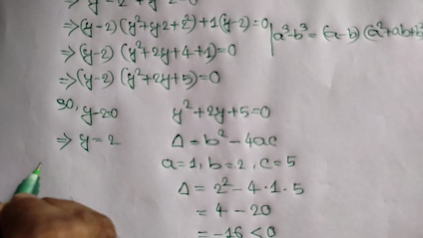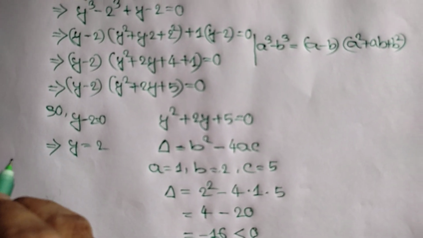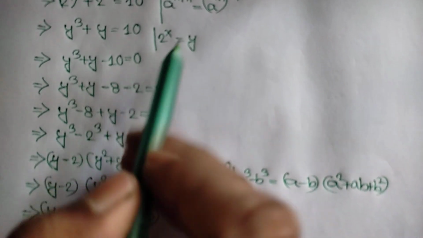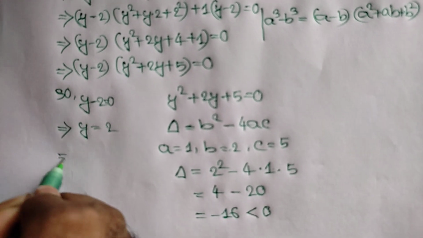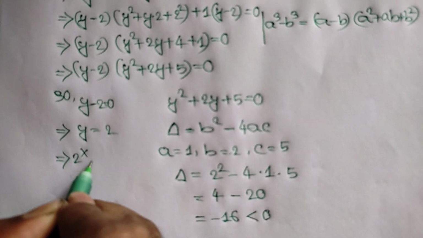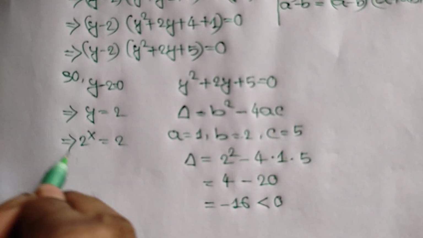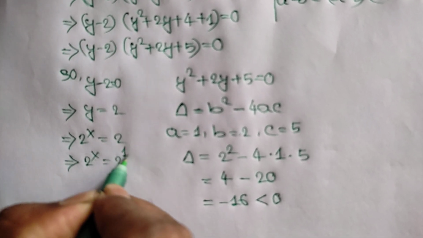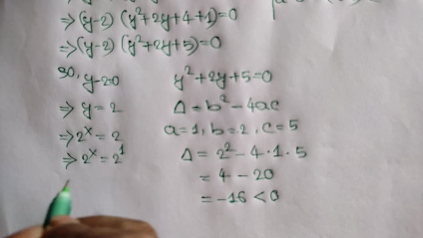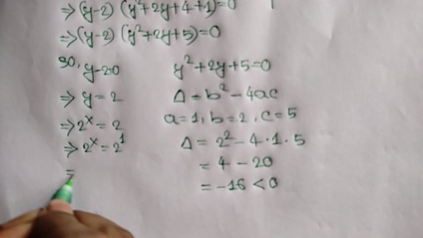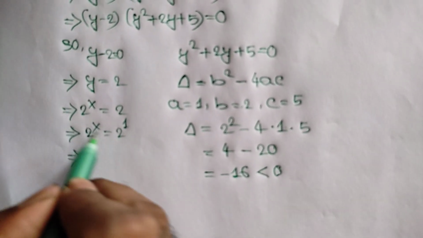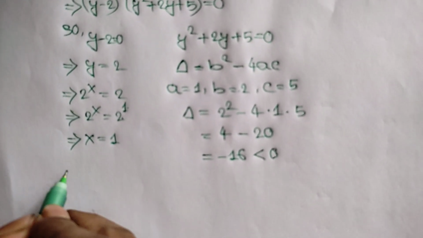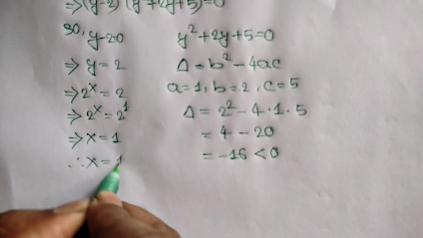So y is equal to 2. But remember the substituted value: 2 to the power x is equal to y. So we can write 2 to the power x is equal to 2, or 2 to the power x is equal to 2 to the power 1, because 2 to the power 1 is the same as 2. They have the same base but different powers, so we can write x is equal to 1. So finally the value of x is equal to 1.